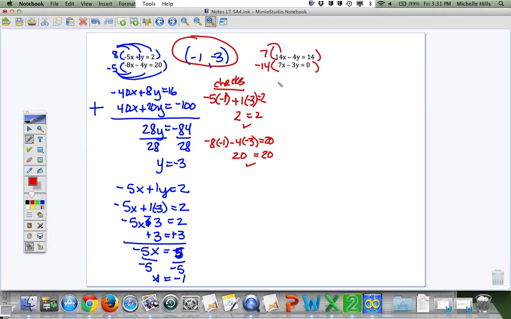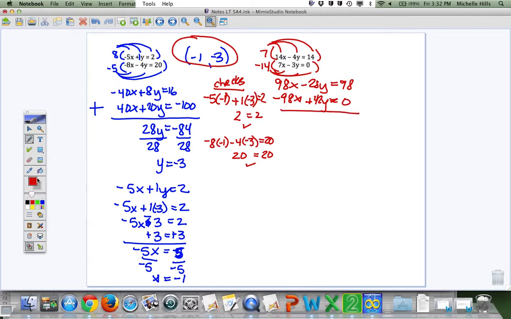So then 7 times 14x is 98x. 7 times a negative 4y is going to make this minus 28y. And 7 times 14 is going to be equals positive 98. This is going to become negative 98x, and then plus 42y equals 0 when I multiply negative 14 times 0.